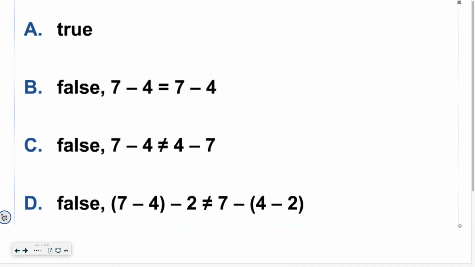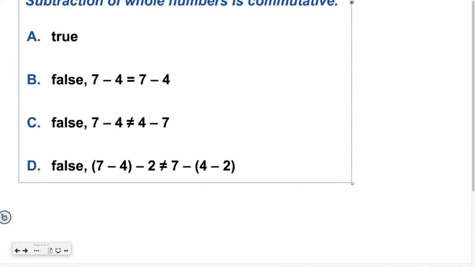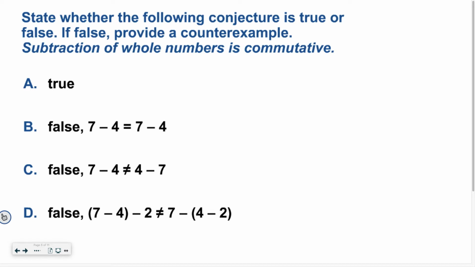Now, on this problem, you're going to do the same type of thing. You want to state whether the following conjecture, so the sentence, is true or false. If false, provide a counterexample. Subtraction of whole numbers is commutative. Good luck. Hopefully you said that was false because you saw 7 minus 4 does not equal 4 minus 7. Remember, commutative property means that you are just changing the order of two numbers.